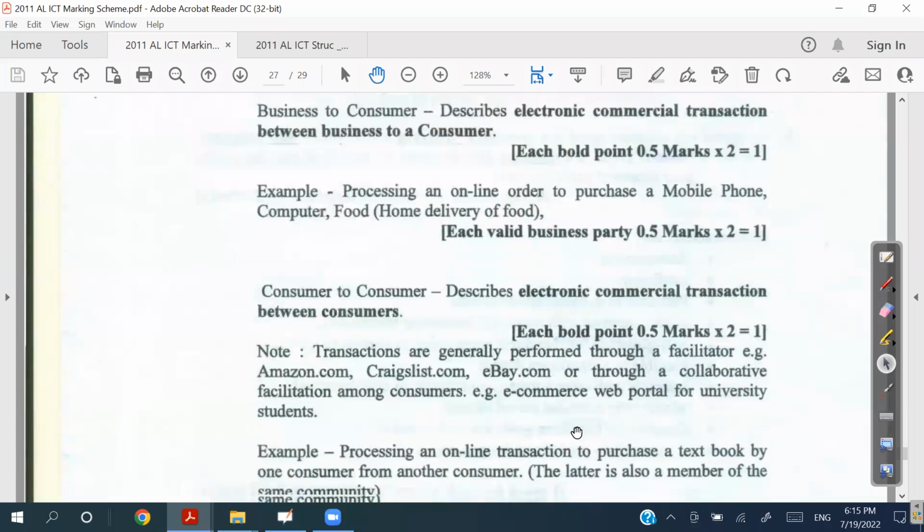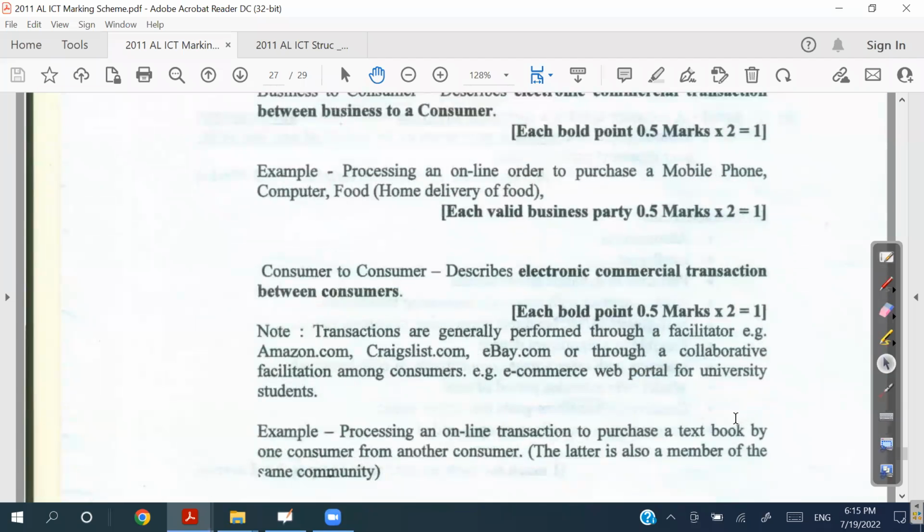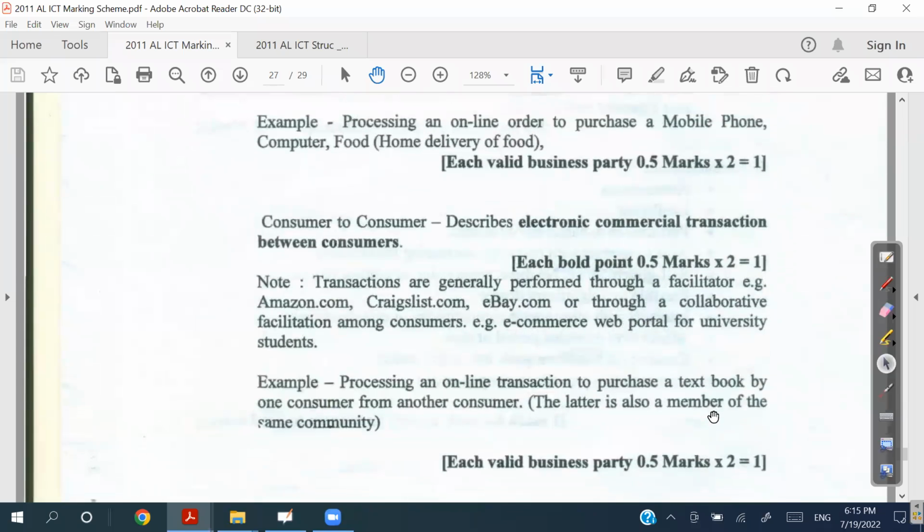Right? Consumer to consumer, describe electronic commercial transaction between consumers. Right? So like the examples that they have given. Here they have given a note. Transactions are generally performed through a facilitator. Example, Amazon.com, Cargills.com, there are many things, right? Processing an online transaction to purchase a textbook by one consumer from another consumer. The latter is also a member of the same community.